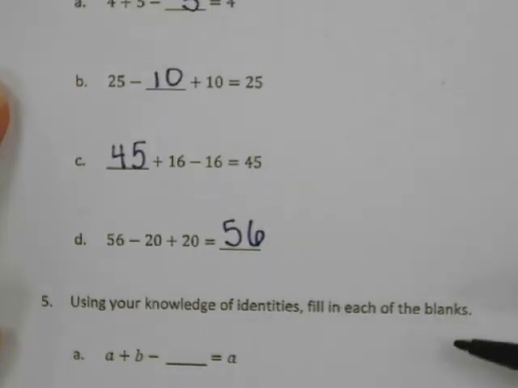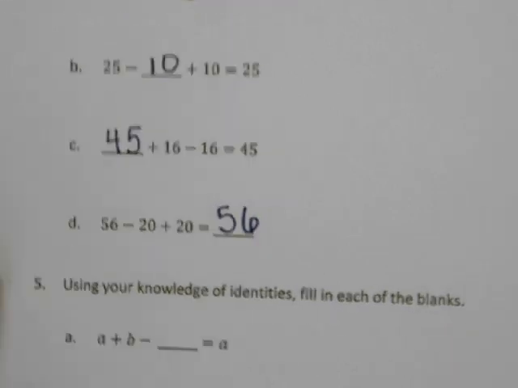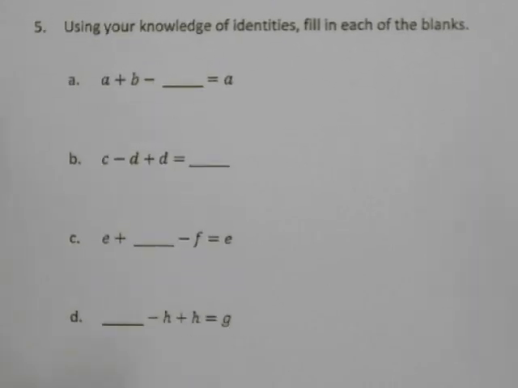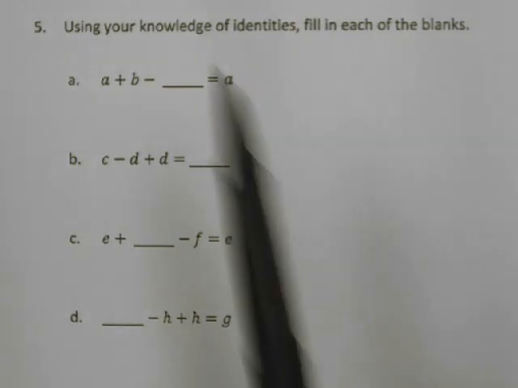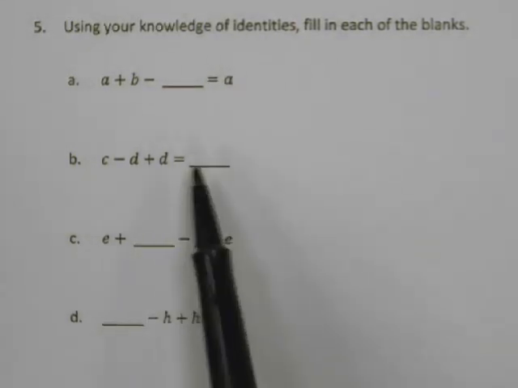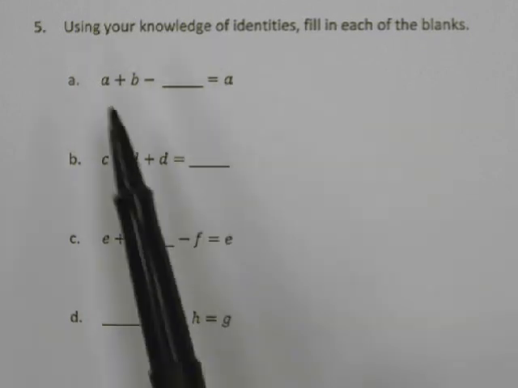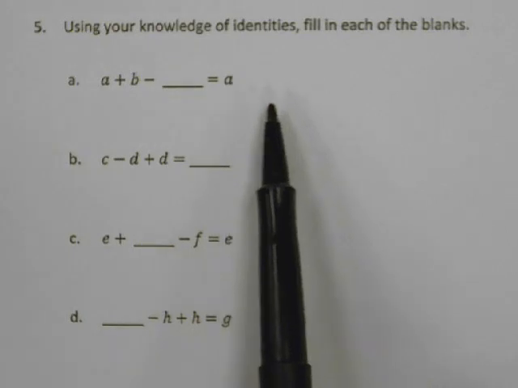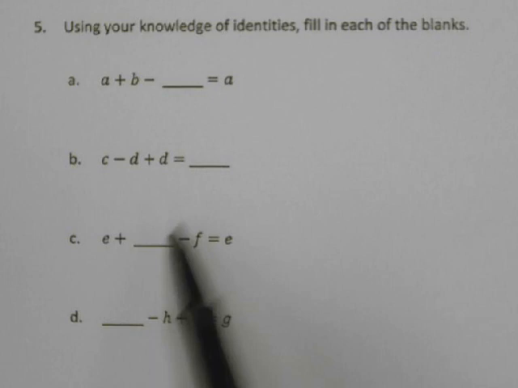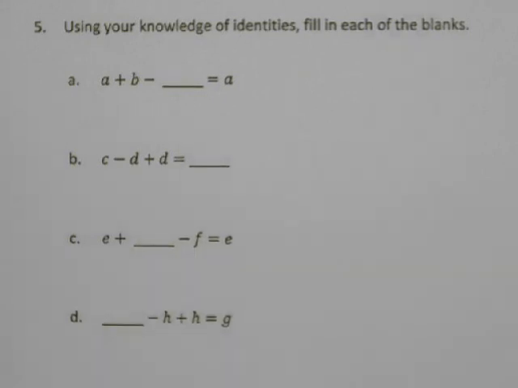Number 5, using your knowledge of identities, fill in each of the blanks. You'll notice that on 5, A, B, C, and D, you have letters. You have those variables in place of the actual number values. Again, they are equations because they have an equal sign, not expressions. So you have an expression on either side, or you have an expression and then a number on the other side, or a letter. So you're figuring out what goes in each of these blanks. Read carefully, work on A, B, C, and D, and then check your work.